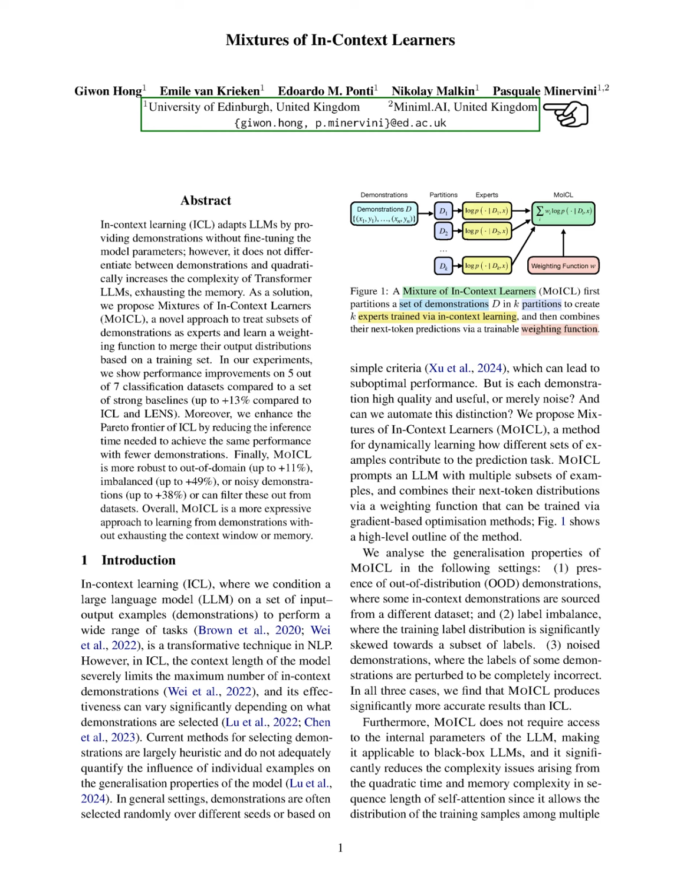To address these issues, we propose a new method called Mixtures of In-Context Learners, MOICL. This method allows us to learn how different sets of examples contribute to the prediction task dynamically. MOICL prompts the LLM with various subsets of examples and combines their predictions using a weighting function that we can train through optimization techniques. We analyze how MOICL performs in different scenarios, including when some examples are incorrect.